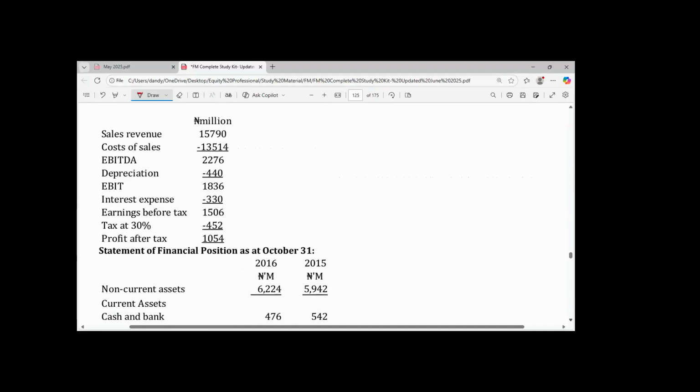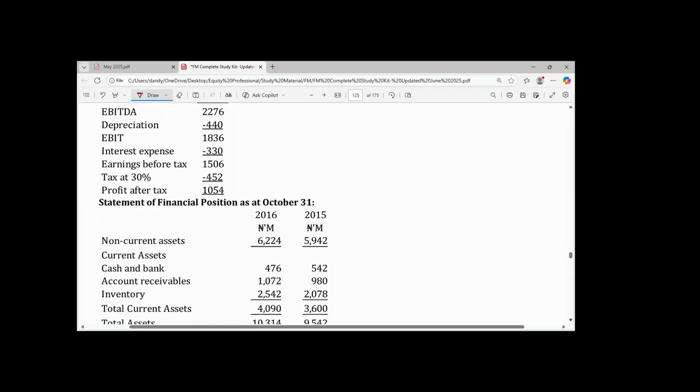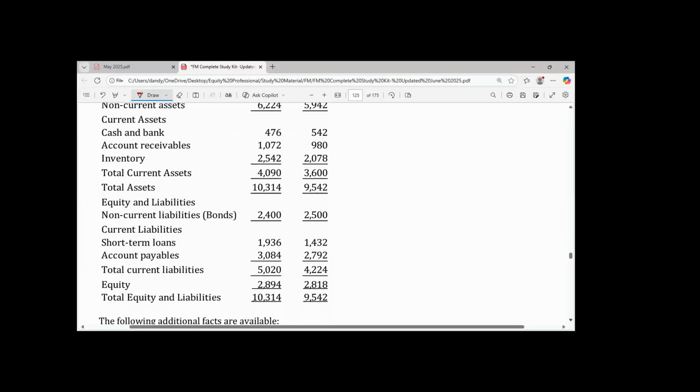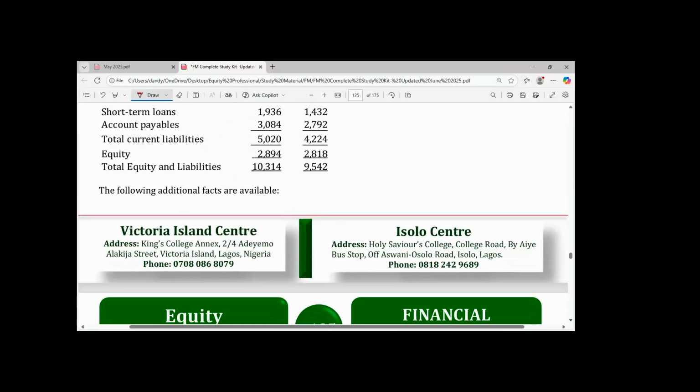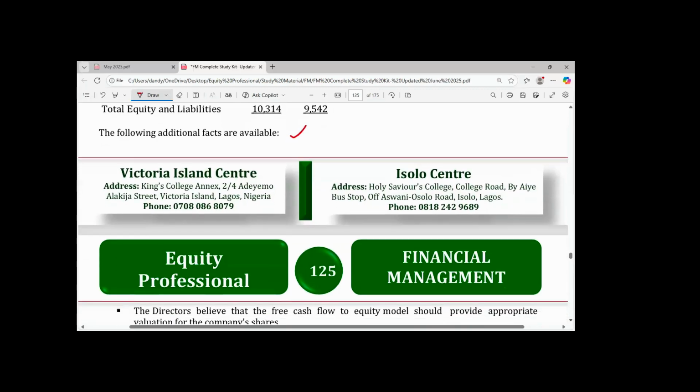You have your statement of profit or loss as at 31st October 2016: sales revenue, cost of sales, leave those ones; earnings before interest, tax, depreciation and amortization, leave those ones; depreciation; EBIT. Okay, you can scroll up then. Statement of financial position. Okay, scroll. The following additional facts are available. Yes, I can scroll.